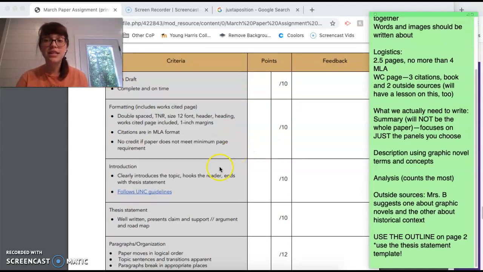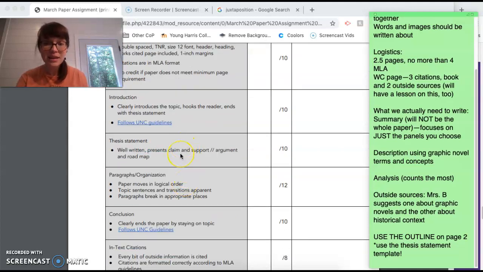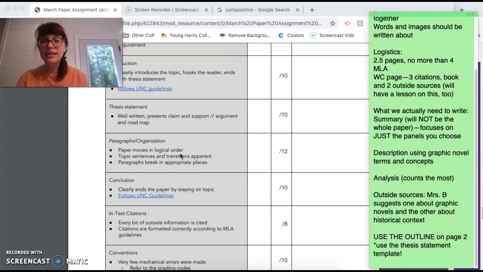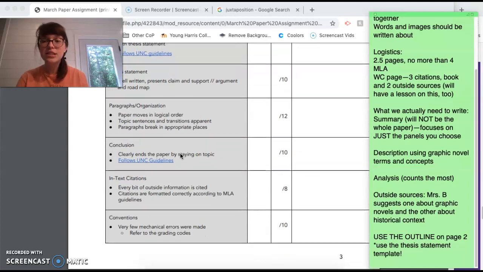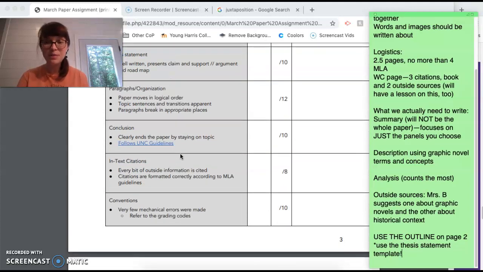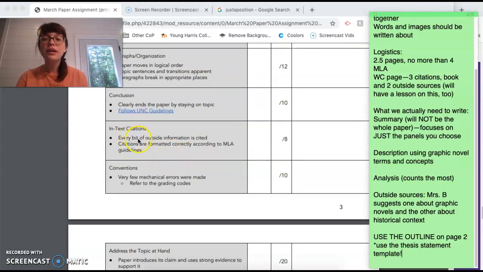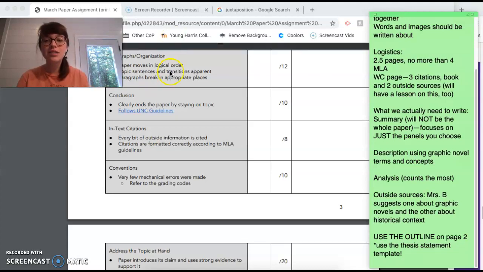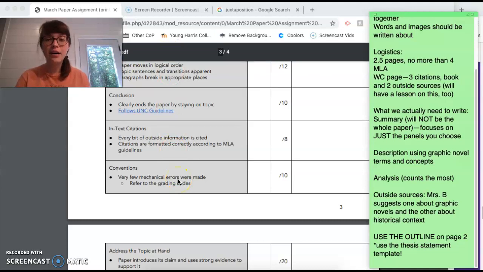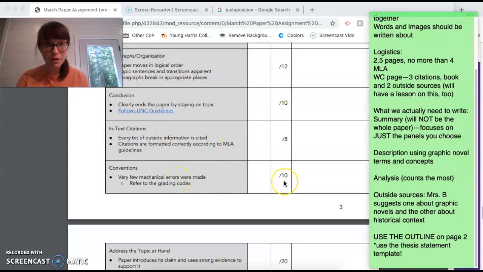So then your introduction, again, follows UNC guidelines. Thesis statement, out of 10 points, paragraphs and organization. So all of this, I believe, is pretty self-explanatory. The bullet points here are what you are trying to achieve. So like in-text citations, every bit of outside information is cited. Citations are formatted correctly according to MLA guidelines. All of this stuff, these things are the goal. This is how you earn the maximum number of points.